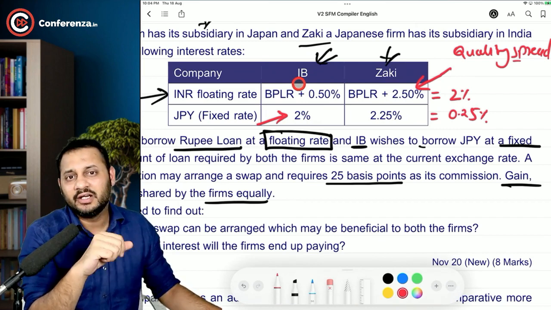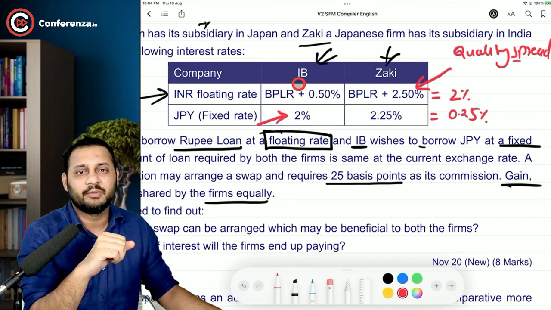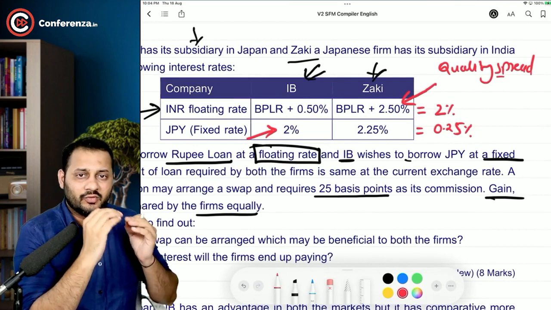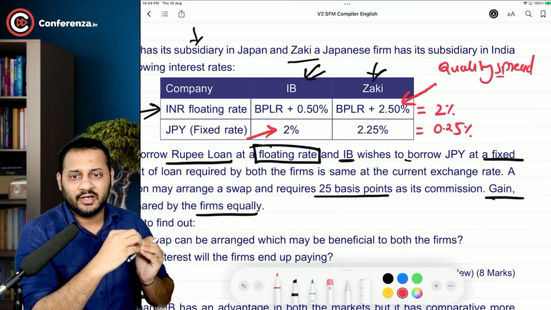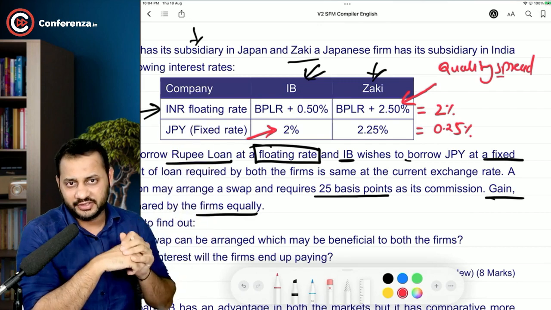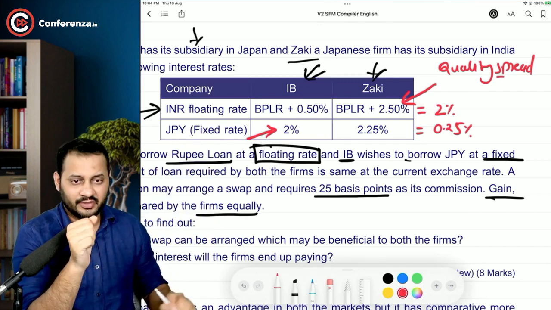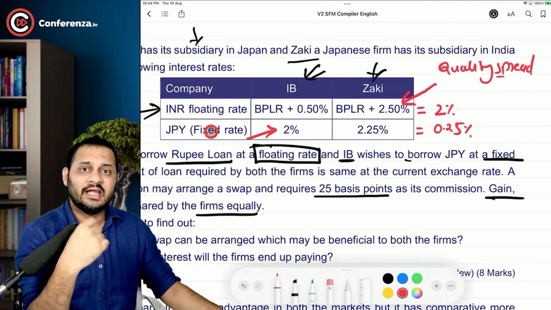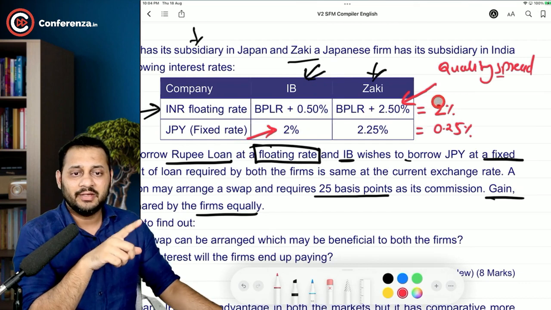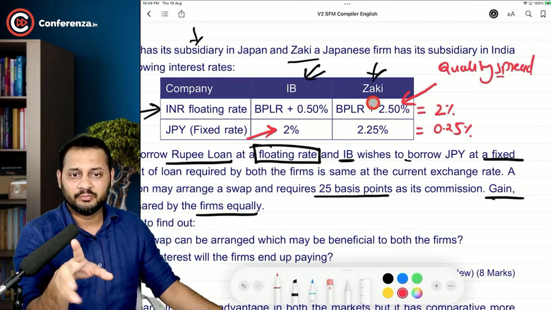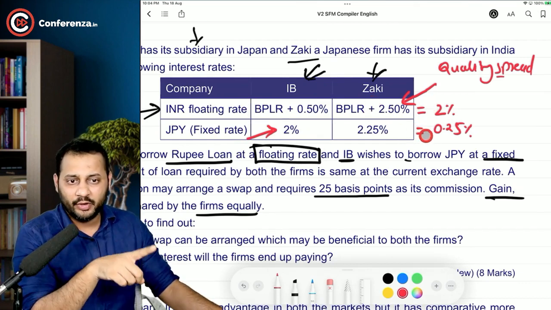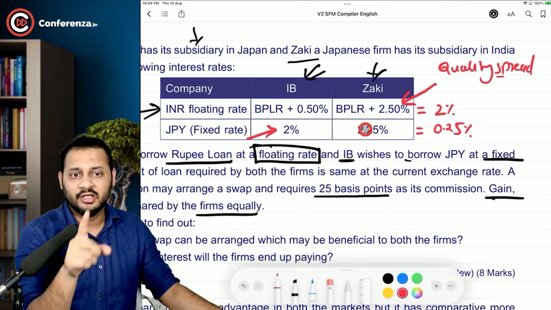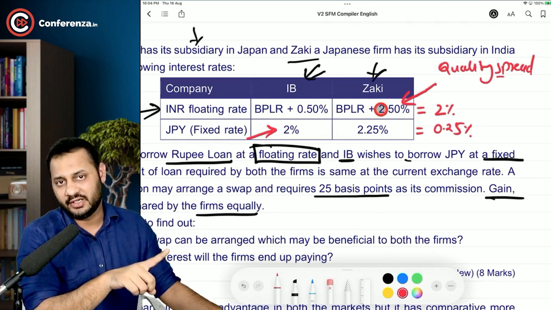This comparative advantage is one word which is normally used in such types of swaps. Now, let me tell you one thing. IB is enjoying the advantage in both floating rate and fixed rate. This is called absolute advantage. But IB has a comparative advantage in floating rate rather than fixed rate. How come? IB has more advantage in floating as compared to fixed rate. IB has only 0.25% of advantage in fixed, but it has 2% of advantage in floating. So this is called comparative advantage.